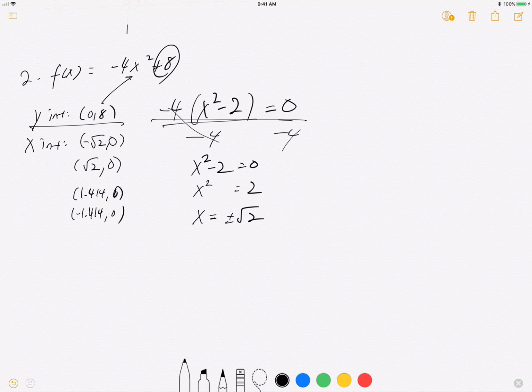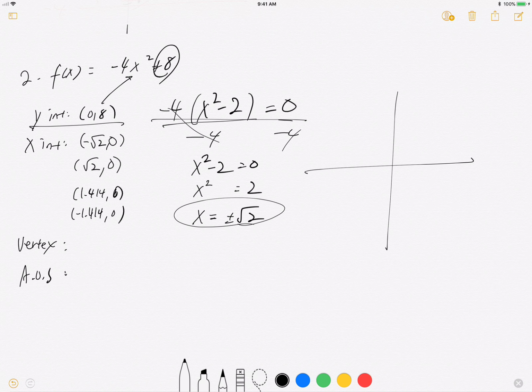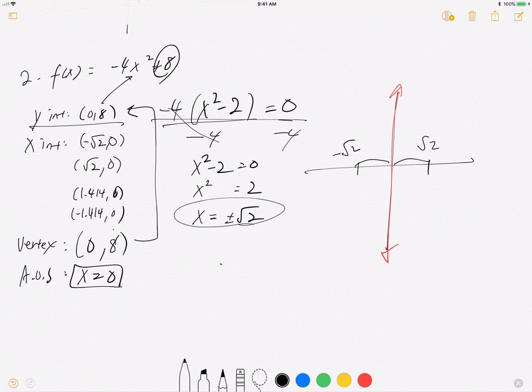Now let's talk about the vertex, or the axis of symmetry. Now remember, because the two x values are exactly the same amount away, that's symmetrical, negative root 2 and root 2, the axis of symmetry in the middle has to be 0. So x equals 0. And the vertex will happen at 0, but I just have to plug it in to see where it's going to be. It does turn out that if I plug in 0, it's the same thing as the y-intercept, so the y-intercept and the vertex are exactly the same.